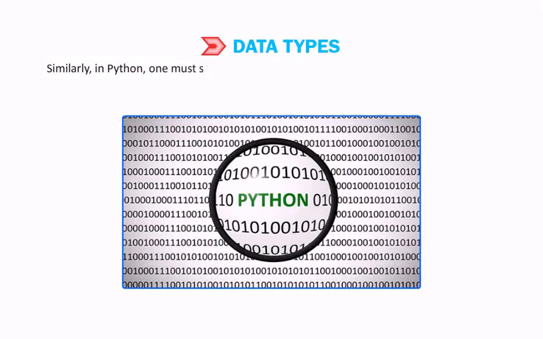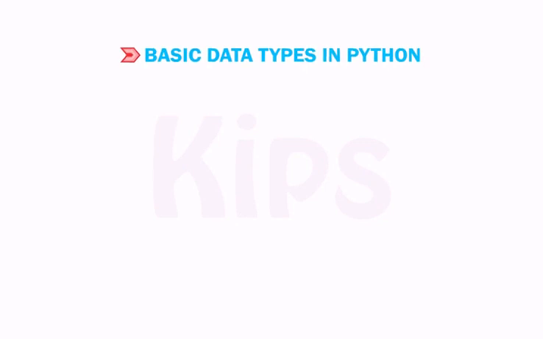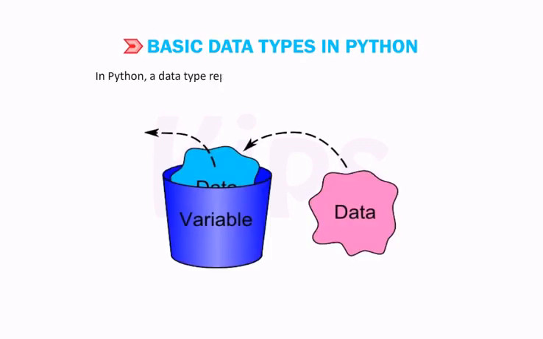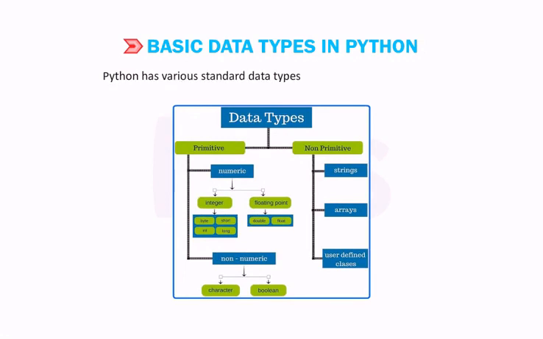Similarly, in Python, one must specify in a program what kind of values will be stored in a specific variable. Students, now let us talk about basic data types in Python. In Python, a data type represents the type of data stored in a variable. The data stored in memory can be of many types. Python has various standard data types based on the type of value.